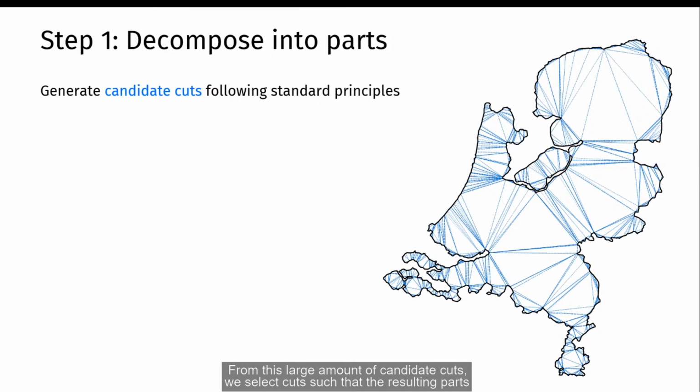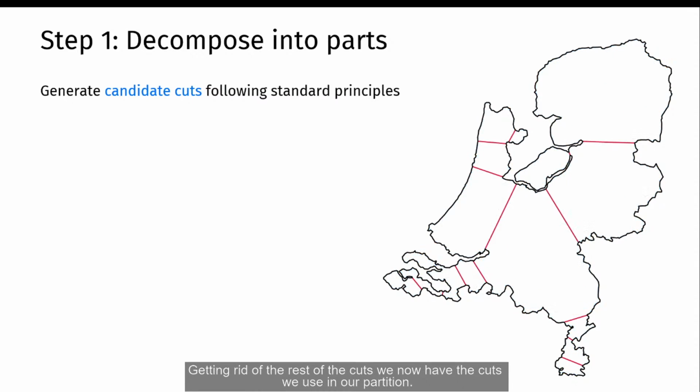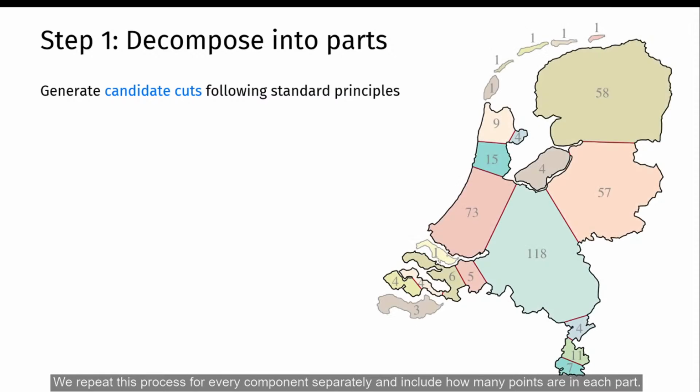From this large amount of candidate cuts, we select cuts such that the resulting parts are both visually salient and have enough tiles such that we can represent the shapes. This gives us the cuts highlighted in red. Getting rid of the rest of the cuts, we now have the cuts we use in our partition.